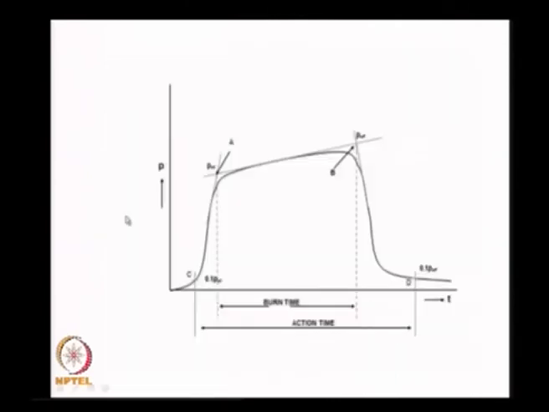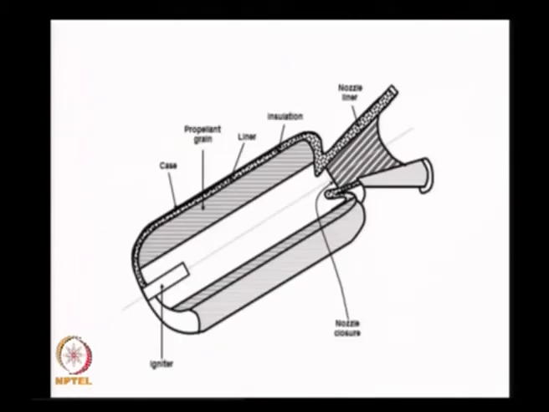We talked in terms of burn time, 2 tangents. This is shown for a progressive case. A tangent here, A to B, is the burn time, and 1/10 of this pressure over here is the action time. Well, these are all about solid propellant rockets. Now, having done all this, let us put everything together in a single diagram.